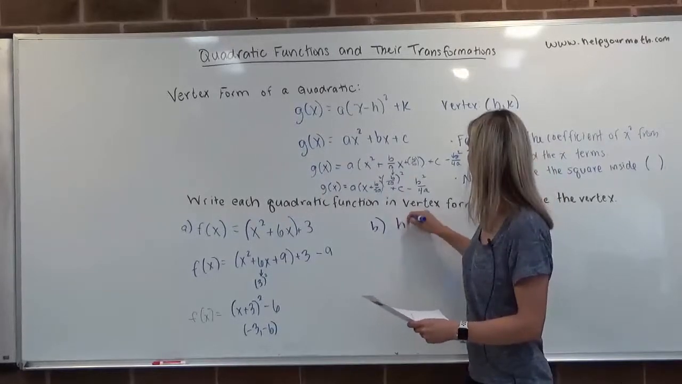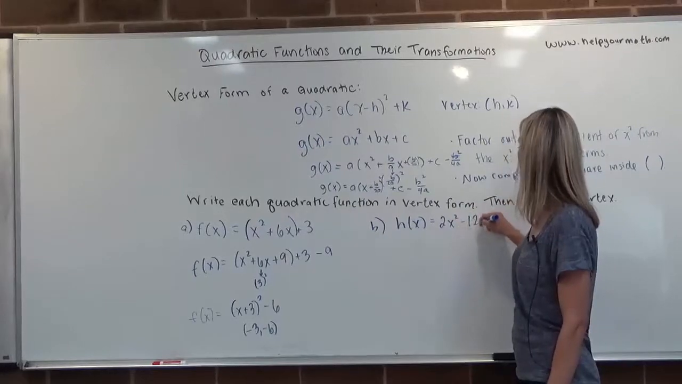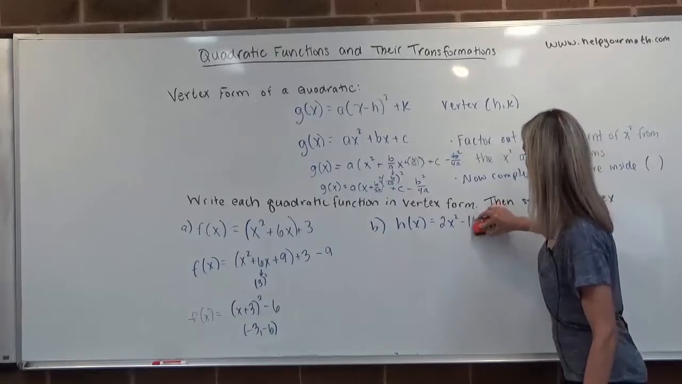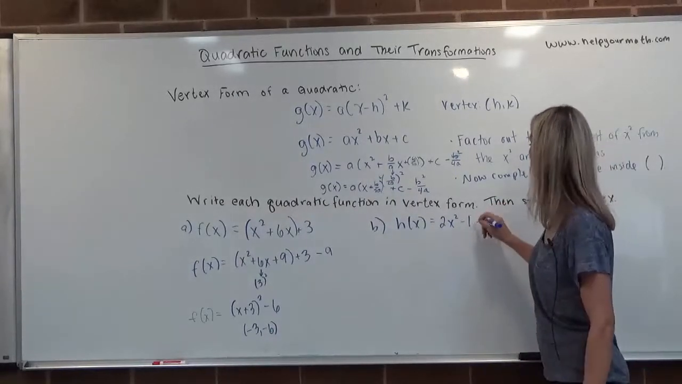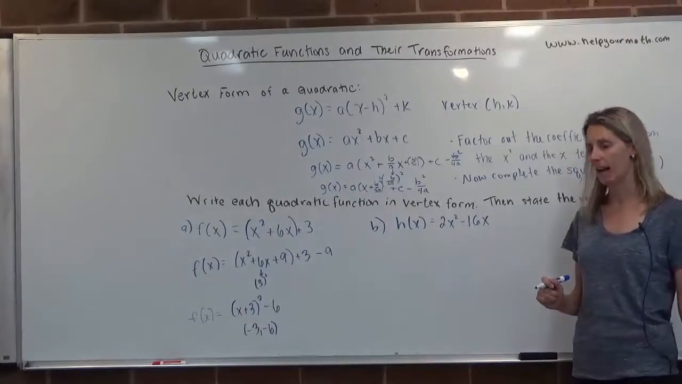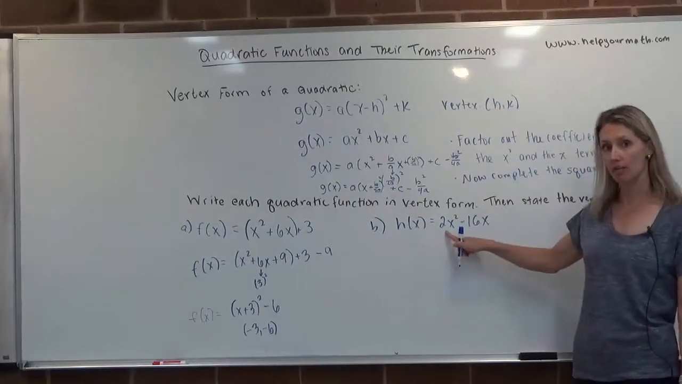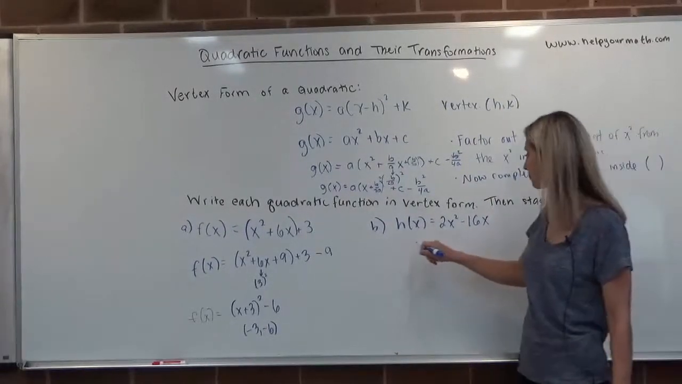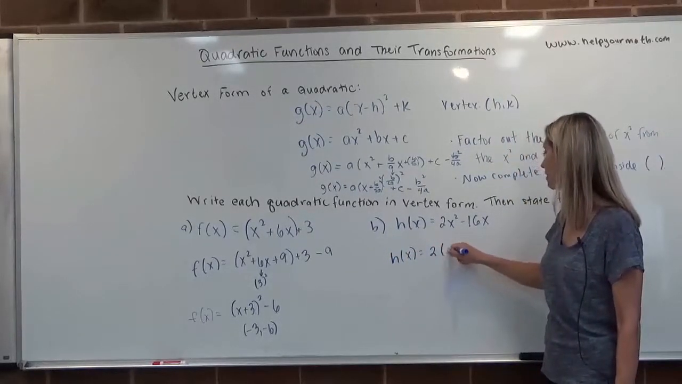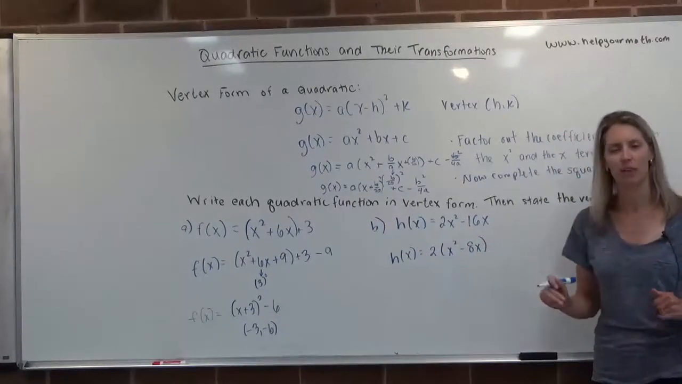This time we have h of x equals 2x squared minus 12x. You know what, I'm just going to change that ever so slightly because it's going to end up being similar to the last one, so I'm just going to change this to 16. Okay, so we have h of x equals 2x squared minus 16x. In this case, we do need to factor out the leading coefficient. So the leading coefficient is 2. I factor out the 2 from the two terms that I have, so it will give me x squared minus 8x. And notice there is no c, so we wouldn't factor it out of there anyway, even if there was a c.